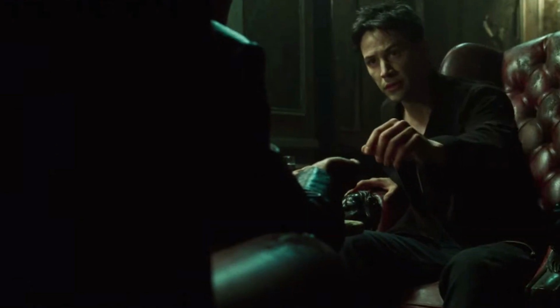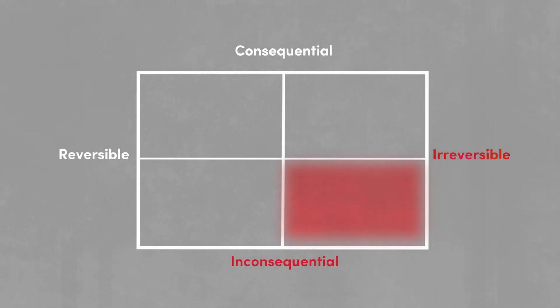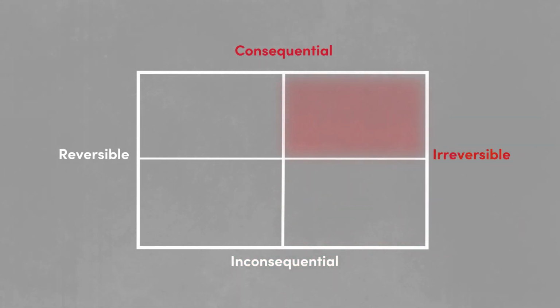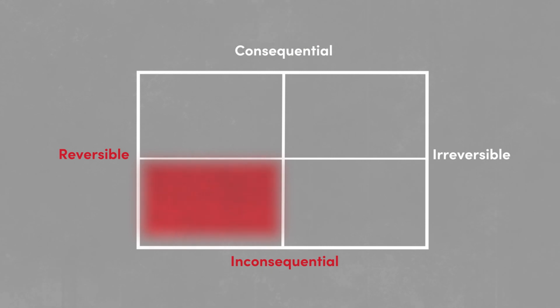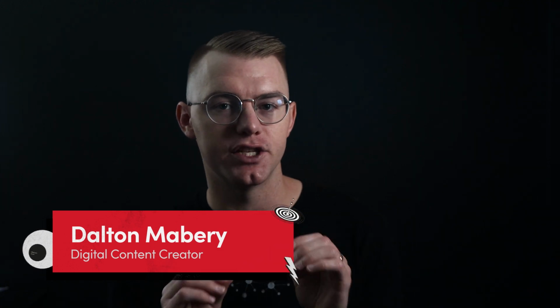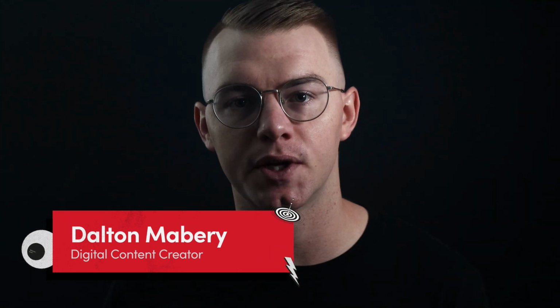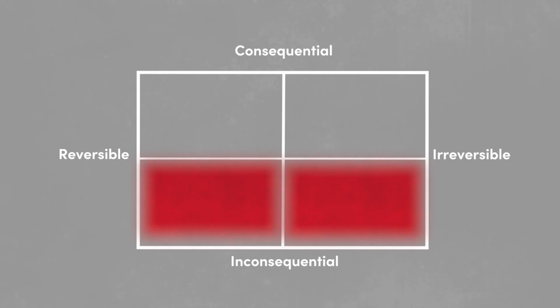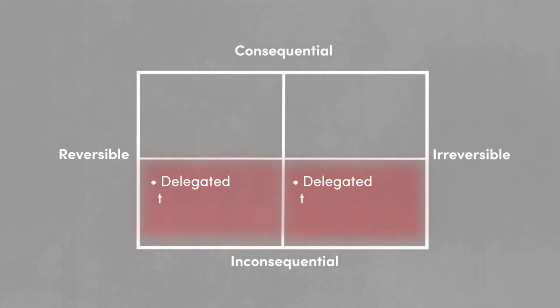The decision matrix separates decisions into 4 possibilities: irreversible and inconsequential, irreversible and consequential, reversible and inconsequential, and reversible and consequential. The great thing about the matrix is that it can help you quickly delegate decisions. Any type of inconsequential decision, that's any decision below this line, can be delegated to someone else.